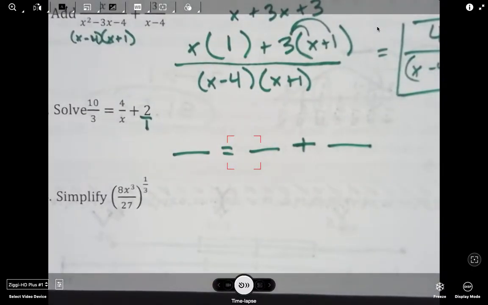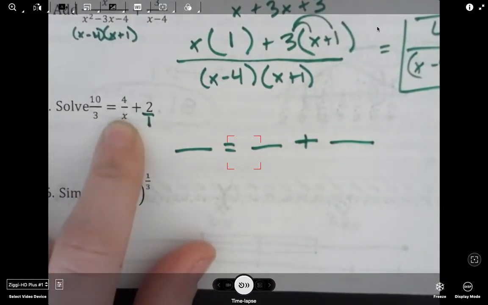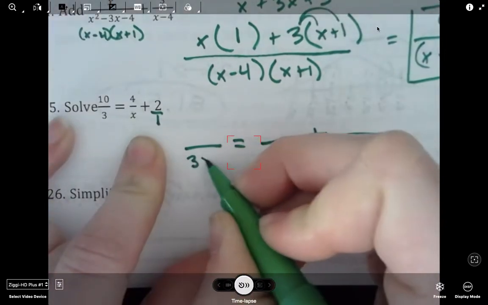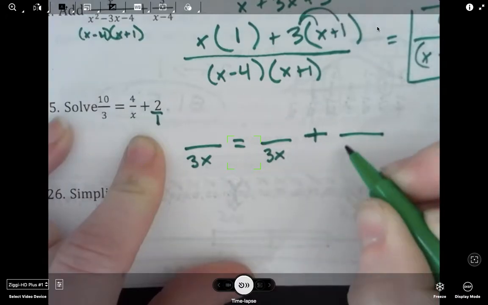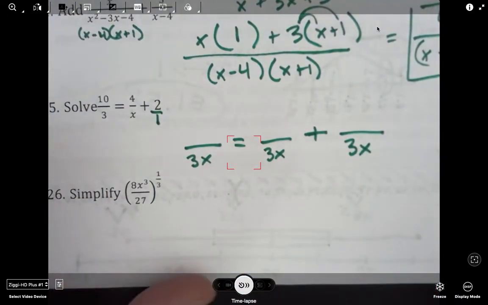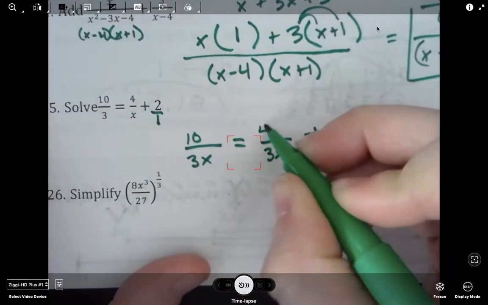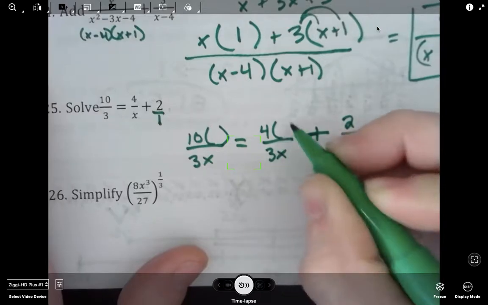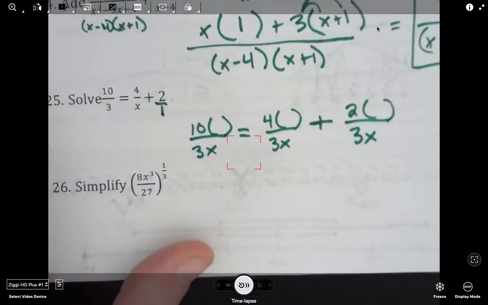What is your common denominator going to be? You have 3x, or 3 times 3 and x and 1. Oh, I gotta make it 3x. All of them need to be 3x's, yeah? Okay, so this top is 10, this top is 4, this top is 2. We need to multiply by what they need.